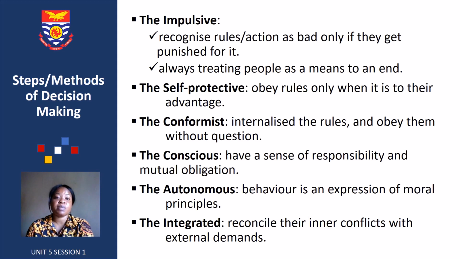The conscientious decision makers, they have a sense of responsibility and mutual obligation. So this person knows, I shouldn't do this. I have an obligation to this person. This is my responsibility. So they work according to their responsibility and obligations. The autonomous decision maker is someone who behaves with an expression of moral principles. So individually, the person behaves based on his or her moral principles.